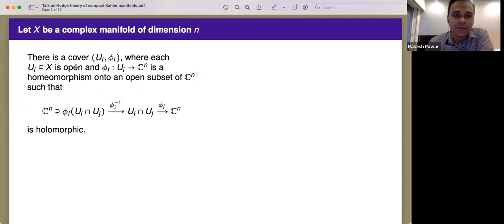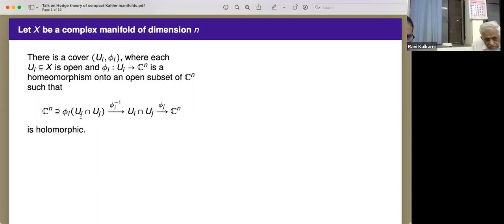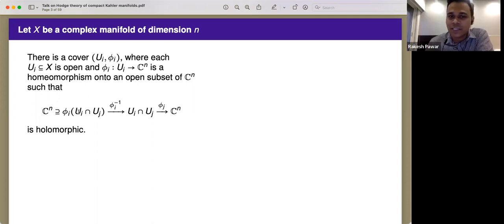given by (U_i, phi_i), where the U_i are open subsets of X, and there are maps from U_i to Cn which are homeomorphisms onto the image, such that if you look at the transition maps on the intersections, if the intersection is non-empty, there are two maps, phi_i and phi_j, and we look at the transition map from phi_i of U_i intersection U_j, which is an open subset of Cn, to an open subset of Cn. So I can talk about holomorphicity of a map from an open subset of Cn to Cn. And in that sense, we say that these phi's have the property that the transition functions are holomorphic. So that's a structure on X as a complex manifold.